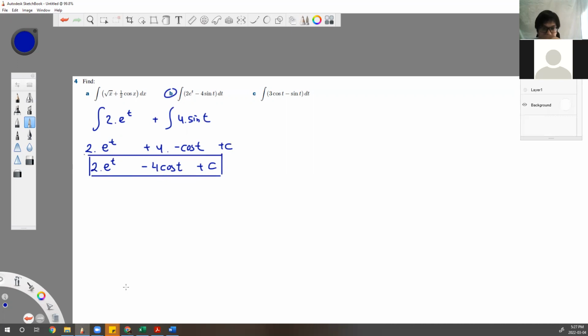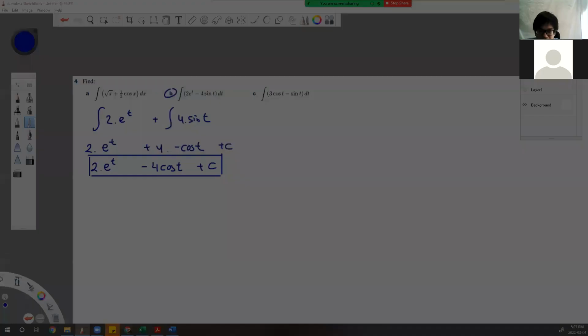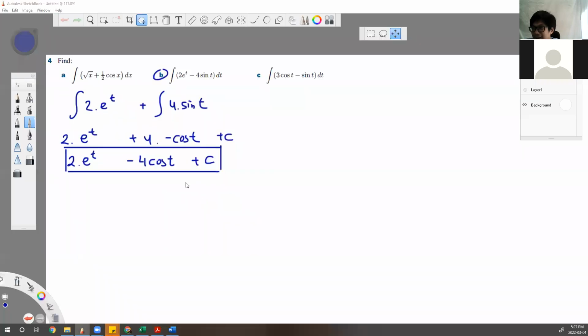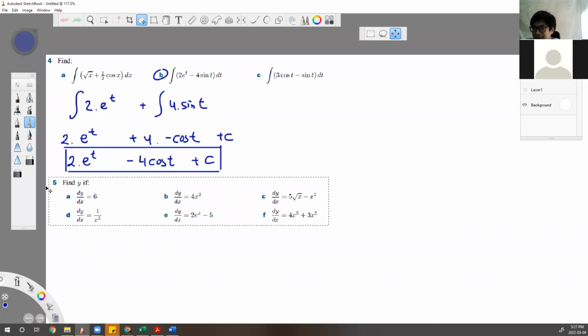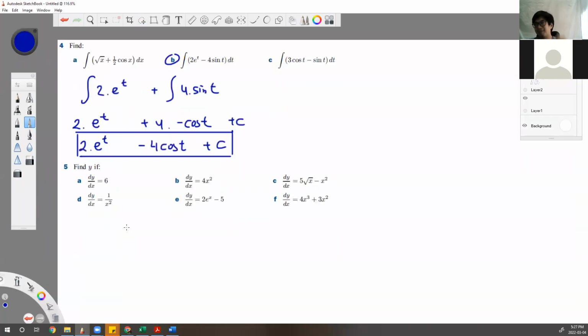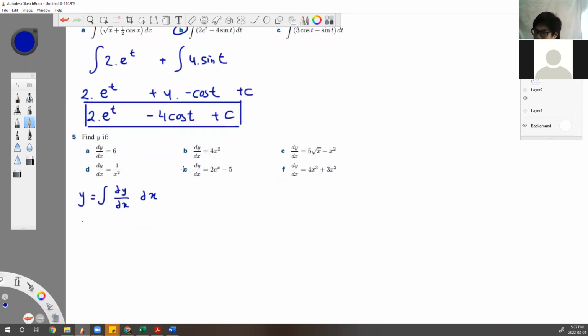5. What 5? 5E. Oh, okay. This is only about the expression, so don't get confused by it. The dy/dx is given, so the derivative part is given. You need to find y. So what you need to do to find y is the integration of dy/dx with respect to dx, right? For question E, this is the rule. It's totally the same, right?